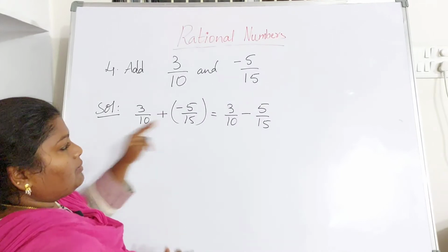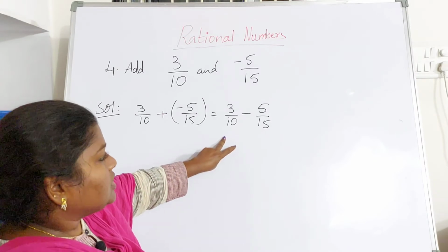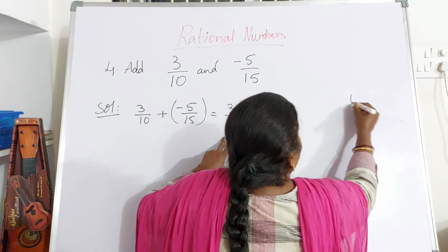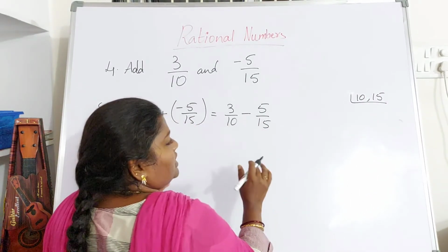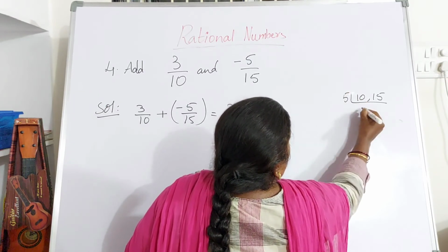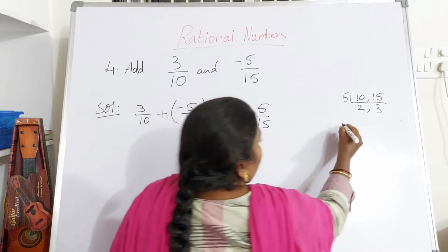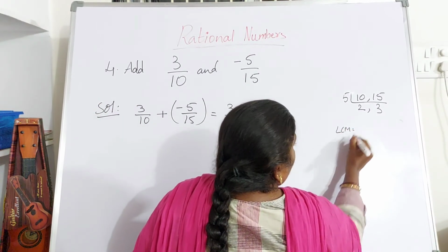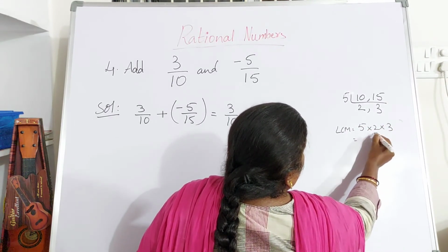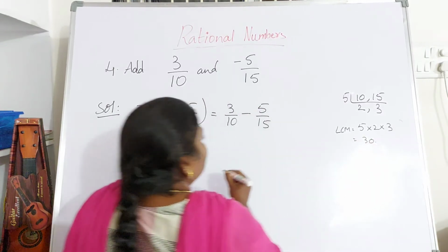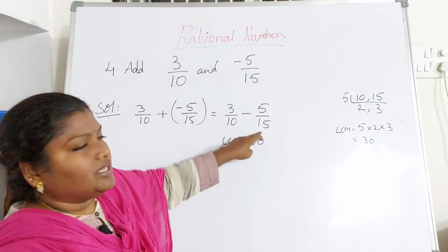Now observe both the denominators. Both are different, so they are unlike fractions. So find the LCM of 10, 15. Now in which table are the two numbers divisible? So here 5 2s, 5 3s. Now both are prime numbers and they are different, so you can stop here and find the LCM. So 5 into 2 into 3. Now it is 5 2s 10, 10 3s is 30. So LCM is 30. So you should make both the denominators 30.